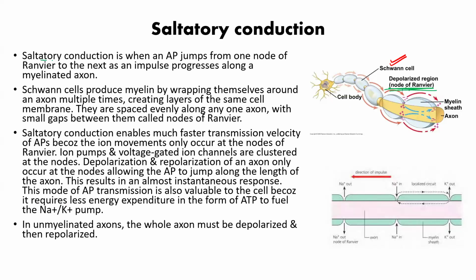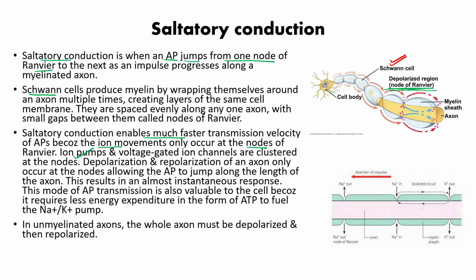Clear? So saltatory conduction is a process by which the action potential jumps from one node of Ranvier to another. And this you can obviously see when the axon is myelinated. You know very well the Schwann cell will produce the myelin sheath and nodes of Ranvier will be created. So it enables the action potential to move very fast because ion movements can occur only at the nodes of Ranvier, because the myelin sheath is impermeable to ions.